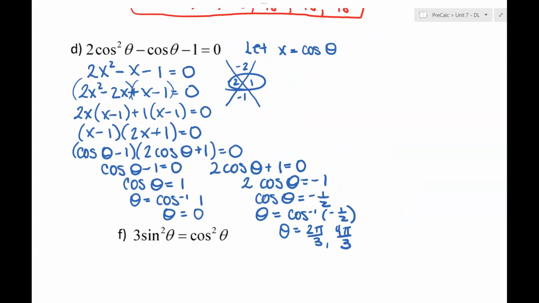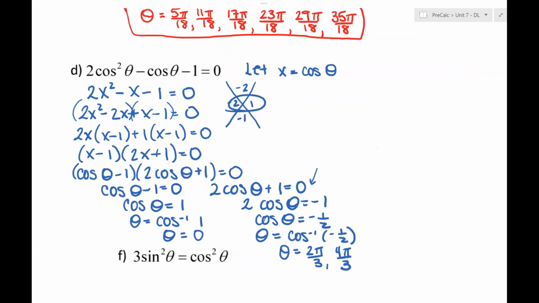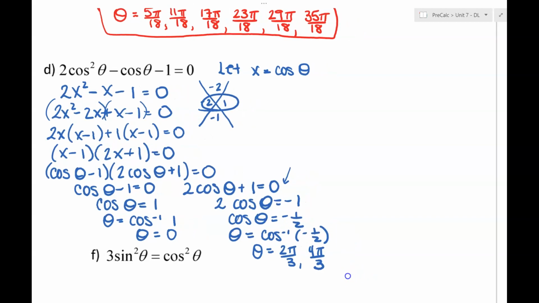Now the reason why we, for this part, didn't have to adjust like we did here is because there isn't a horizontal stretch or compression. There isn't a number with theta on the inside. So we didn't have to account for the period being changed at all. So we'll write our answers together. So theta is equal to 0, 2 pi over 3, and 4 pi over 3.